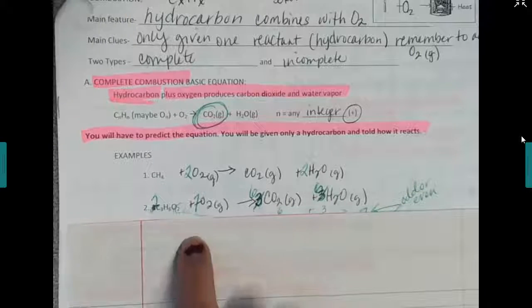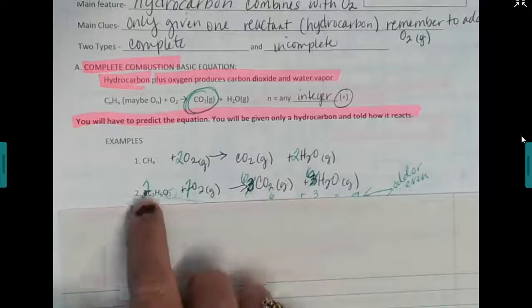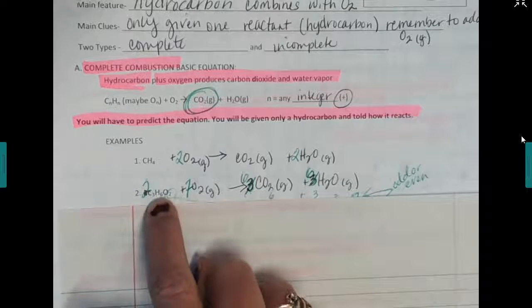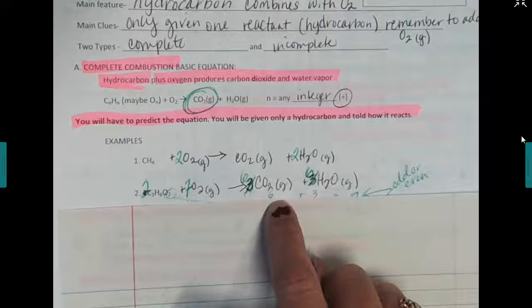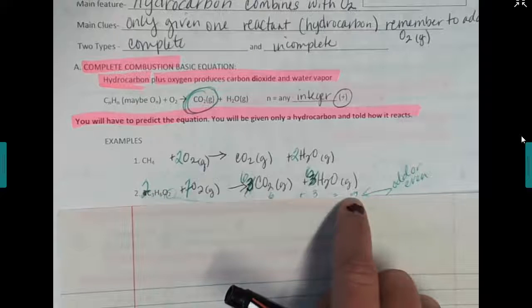Here we have complete combustion. Again, remember, carbons, hydrogens, and oxygens. We have 3 carbons here, so I need a 3 here. This gives me 6 hydrogens here, so 3 times 2 is 6 hydrogens here. Then we add up our oxygens. 3 times 2 is 6, 3 times 1 is 3, is 9.